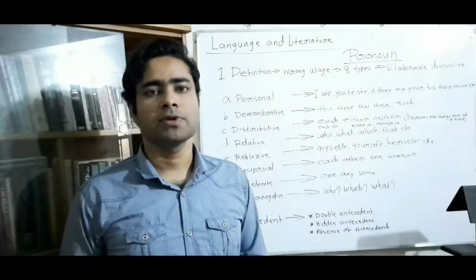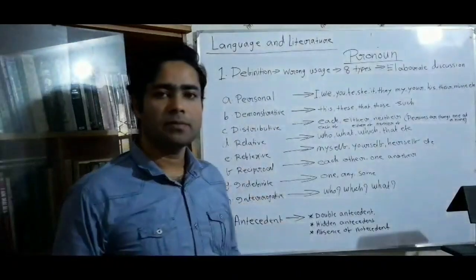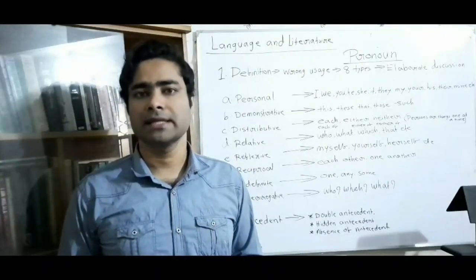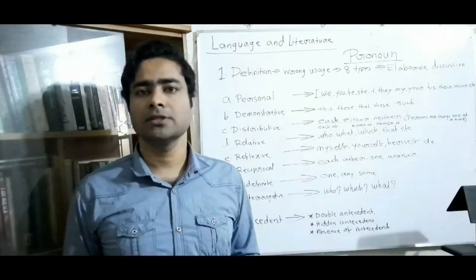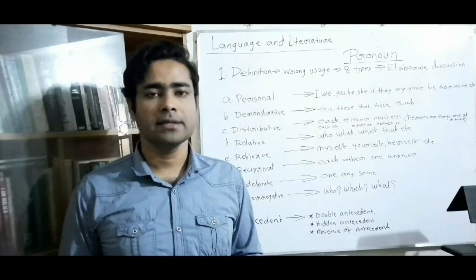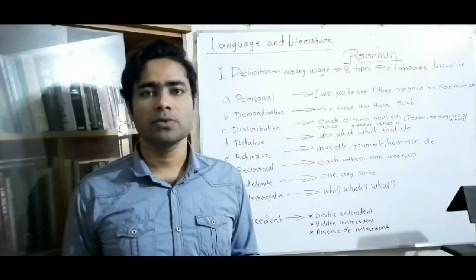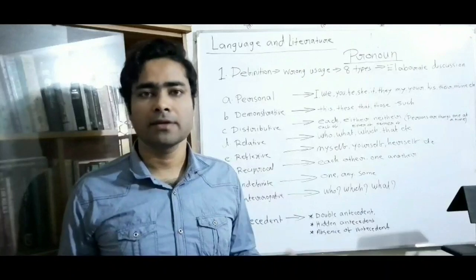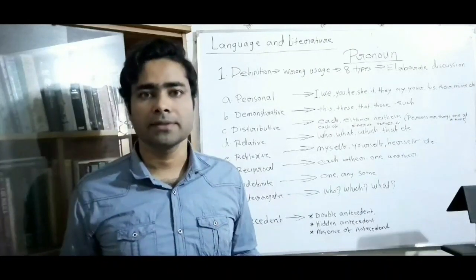So after the reciprocal pronoun, we can go to the indefinite pronoun. Indefinite pronoun refers to non-specific person, place, or things, and they are actually formed with no, every, some, any. So we can say everybody, somebody, nobody, and anybody, and they are indefinite pronouns because they are uncertain, they are not definite. For example, I want to eat something.